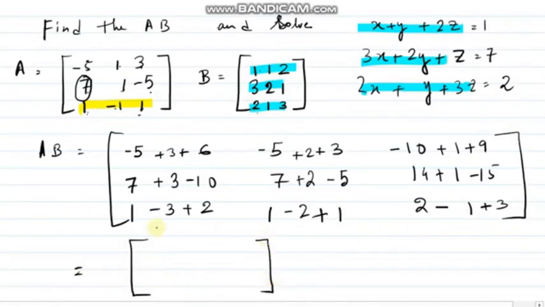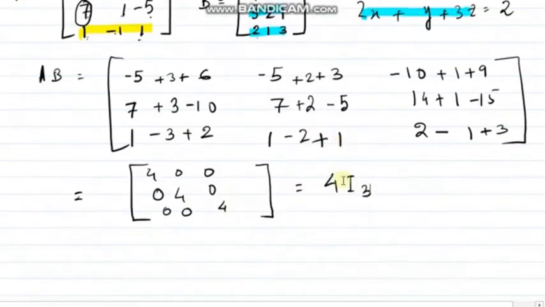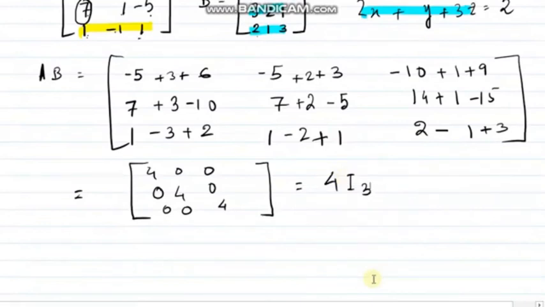So if you calculate AB, it will be 400, 040, 004. Just check the calculation part. So it will be 4 into the identity matrix. Whenever this type of sum is given and you have to solve the equation, it will always be some scalar number into the identity matrix. So can we write that AB equals 4I3?